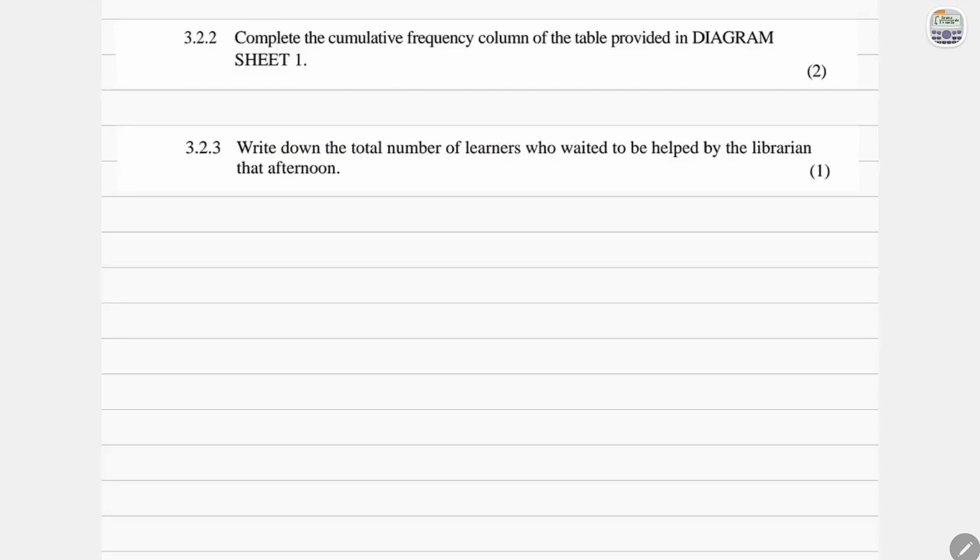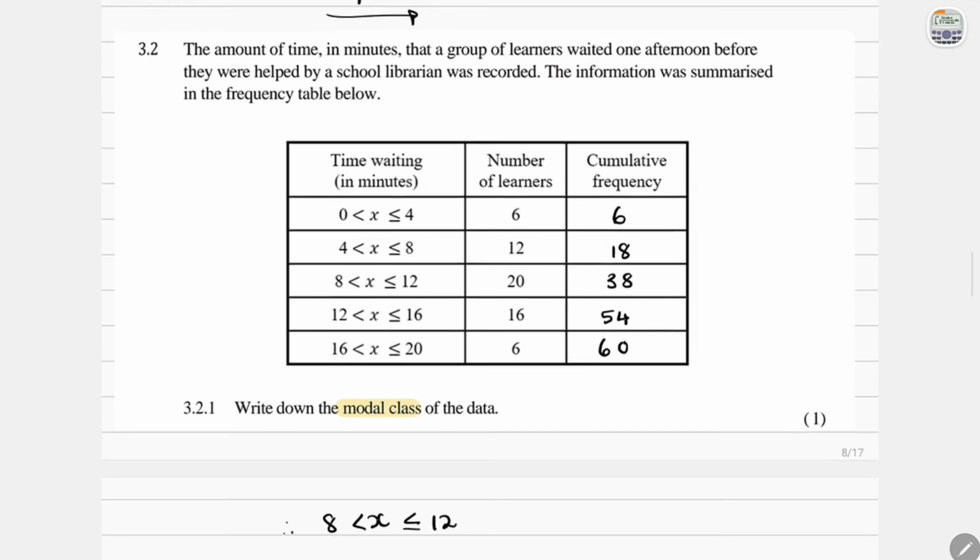Then question 3.2.3 says, write down the total number of learners who waited to be helped by the librarian that afternoon. Okay, so the total number of learners.